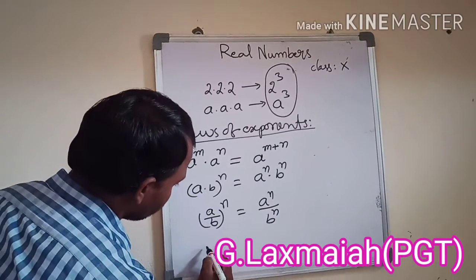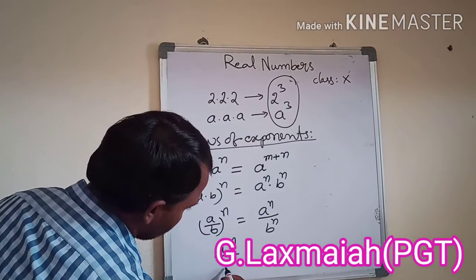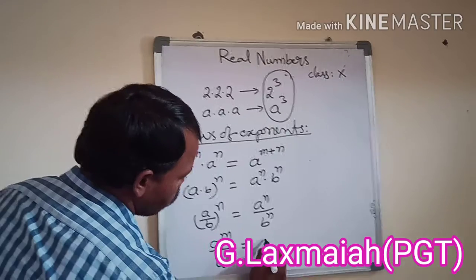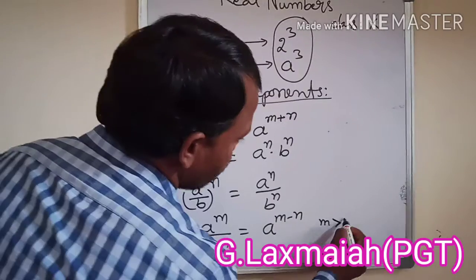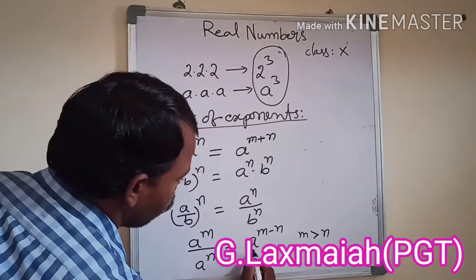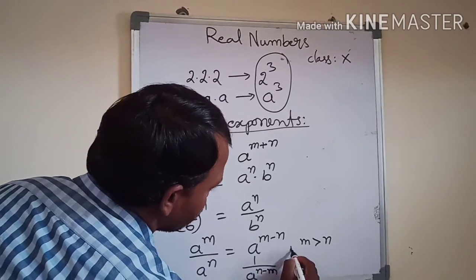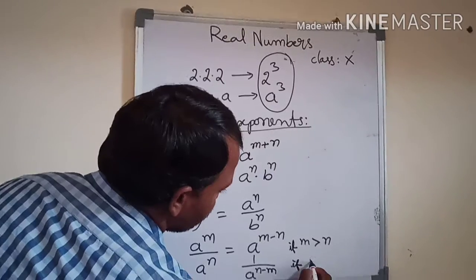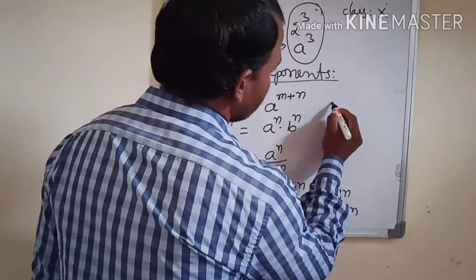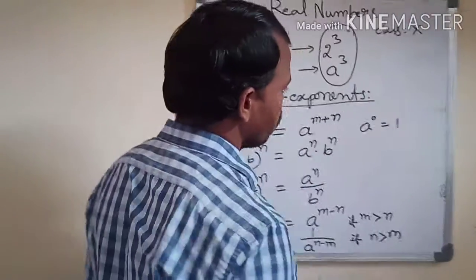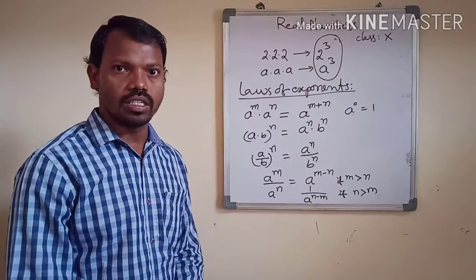Next let us see a to the power of m by a to the power of n. We can write it as a to the power of m minus n if m is greater than n, and 1 by a to the power of n minus m if n is greater than m. Okay, so next we have a to the power of 0, we can express as 1. So these are called laws of exponents, isn't it?